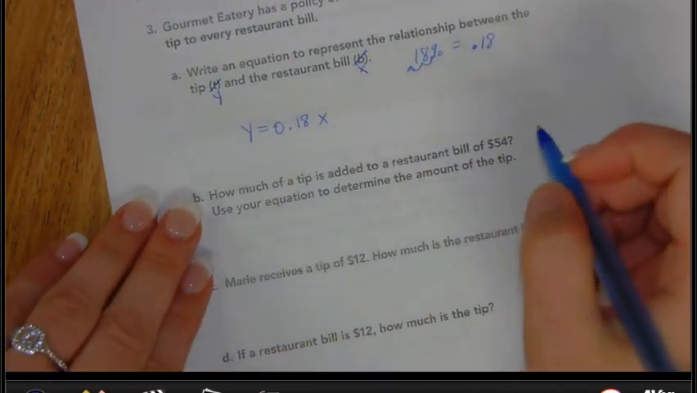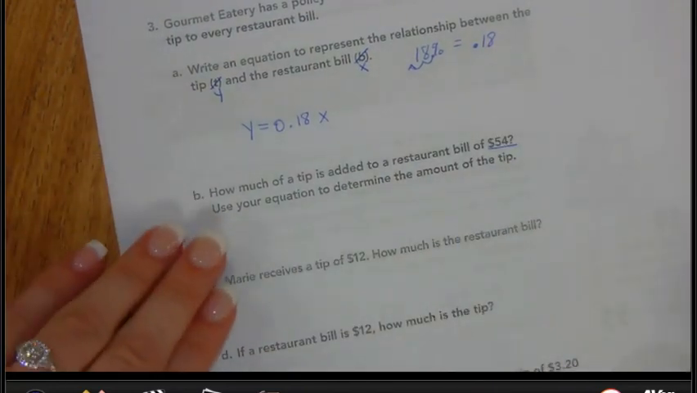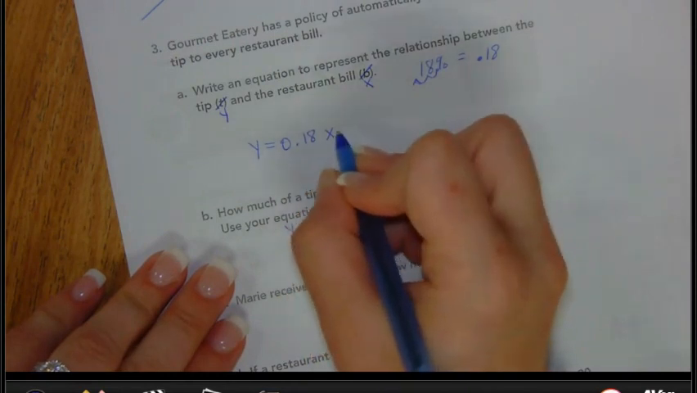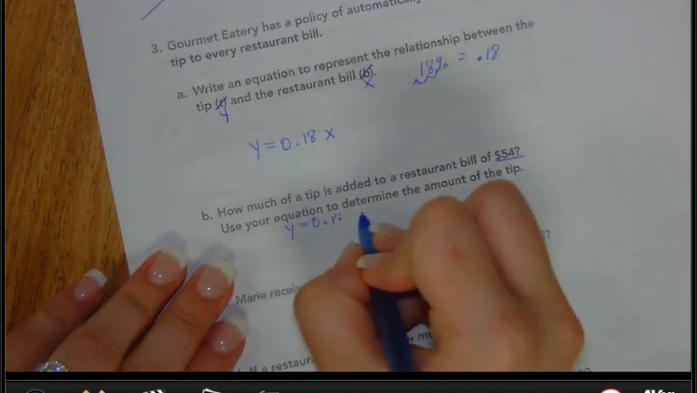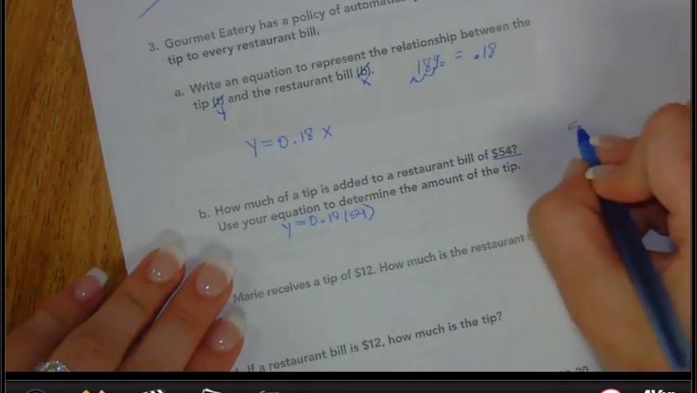All right. How much tip is added to the restaurant bill of $54? Use your equation to determine the amount of tip. So I'm going to plug in $54 into x because that is my restaurant total. So 0.18 times 54.